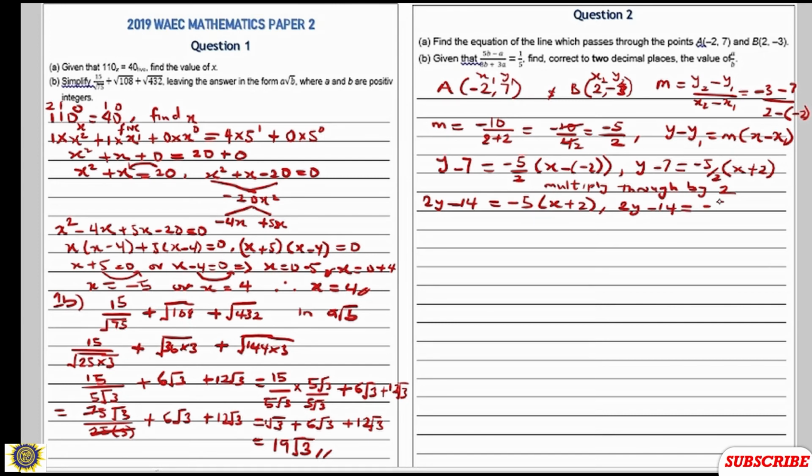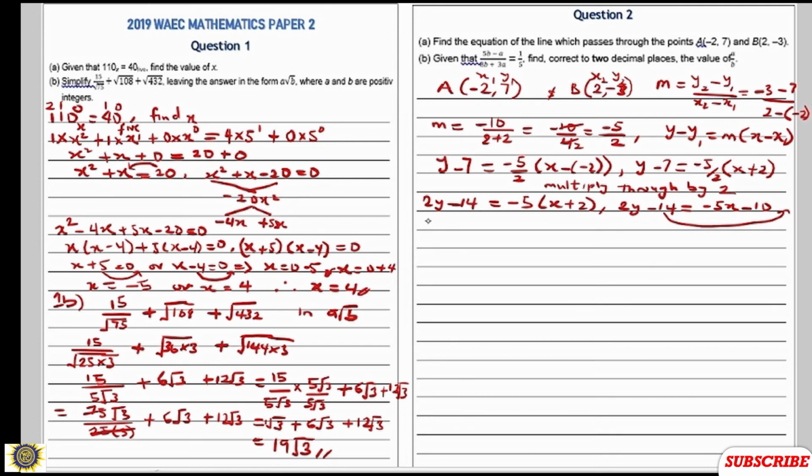minus 5x minus 10. So multiply by minus 5 out. That's how we get that one. So collect the like terms now, making your y to be on this side and transfer your number to the other side. So we transfer this one to the other side.